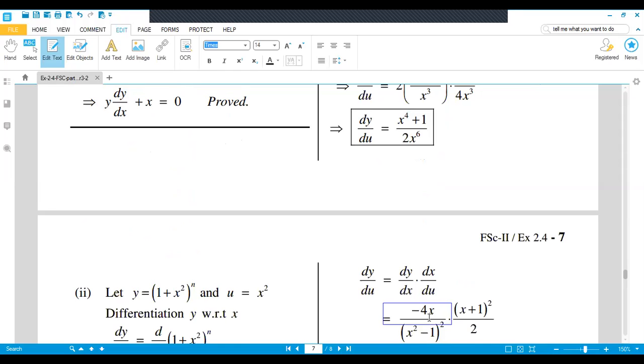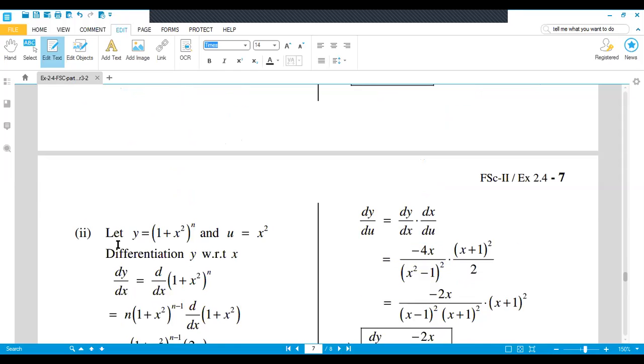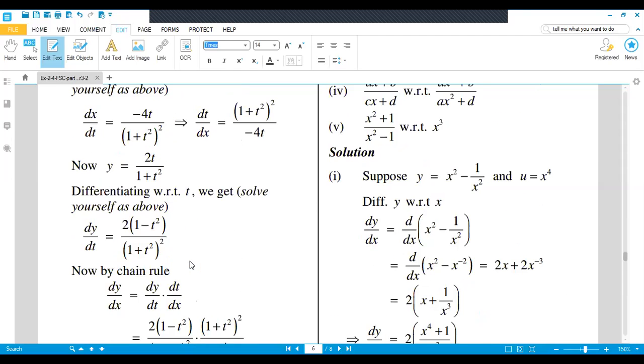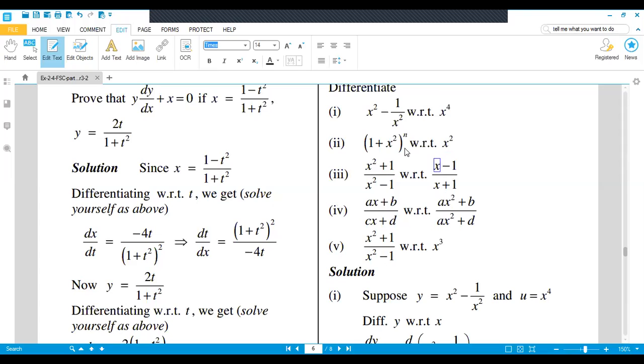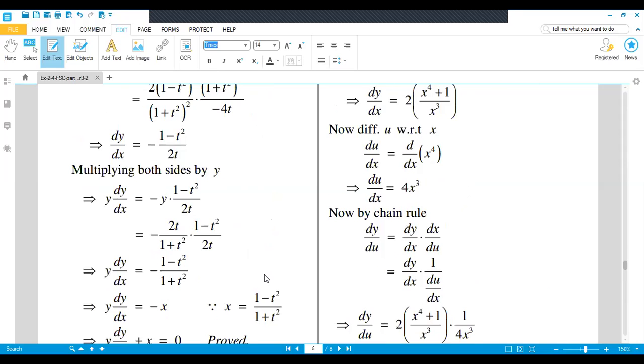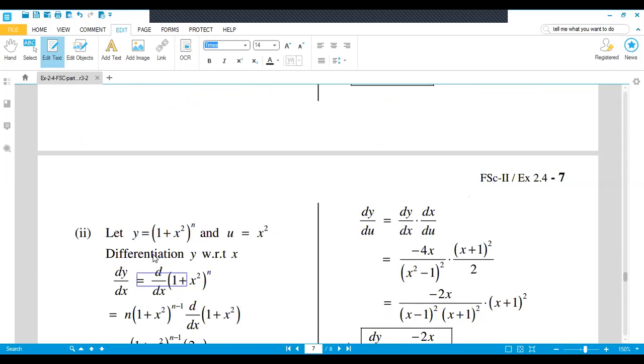Come to the second part. In the second part, you are given 1 plus x square power n with respect to x square. So you suppose this value is equal to y and the second value is equal to u, and after that you solve it. This is equal to y and this is u. Now this one differentiate with respect to x. So dy by dx, the power will come in the coefficient, and from the power we subtract 1 and then further the derivative of 1 plus x square.